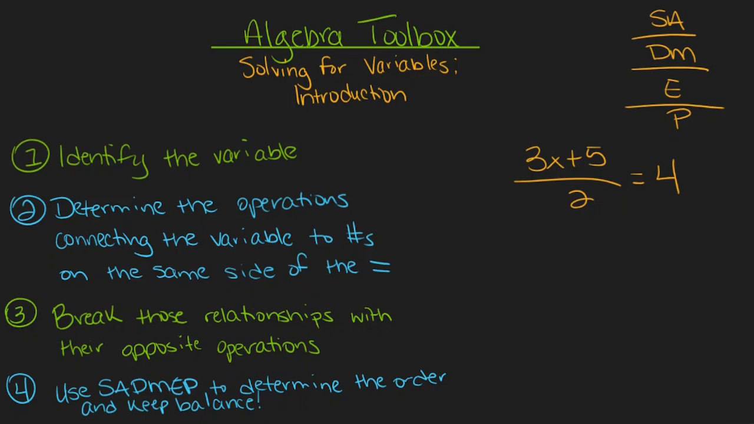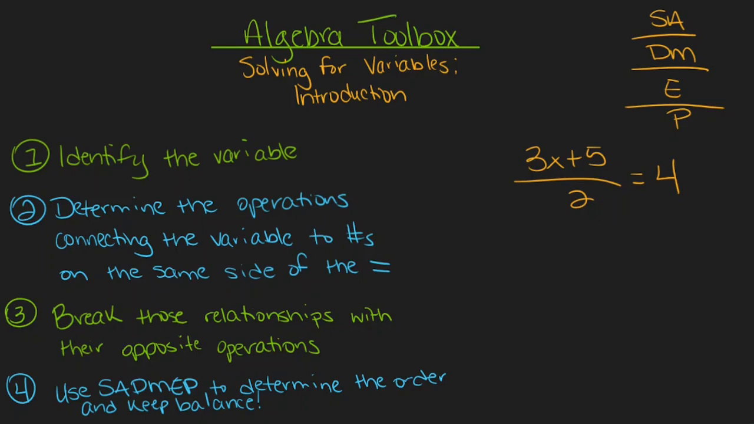So whatever we do to one side of the equal sign, we have to do to the other one as well. So if we subtract a number from the left side of the equal sign, we have to subtract that number from the right side of the equal sign as well. This is how we maintain balance as we move throughout a problem.